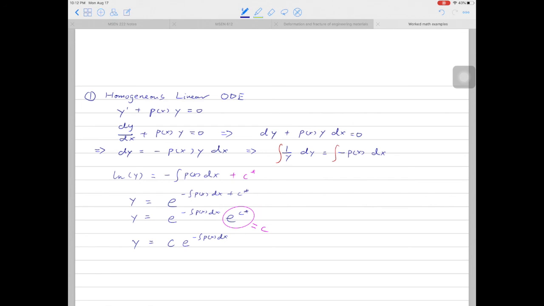In the next video, we'll derive the solution for the non-homogeneous linear ODE and apply the solution to a real math example.